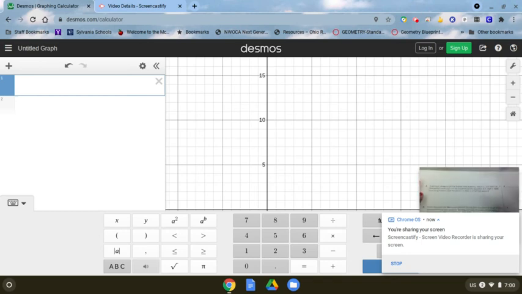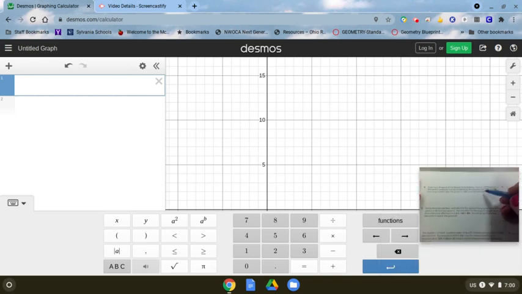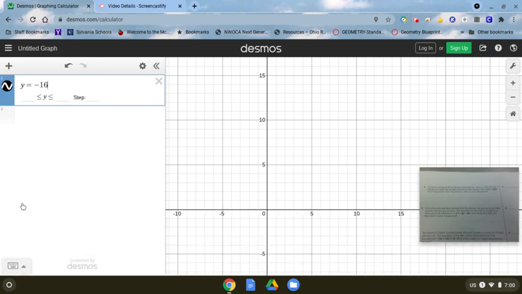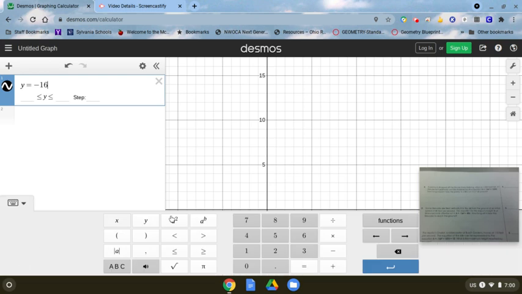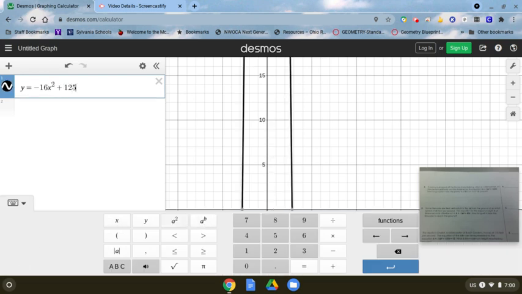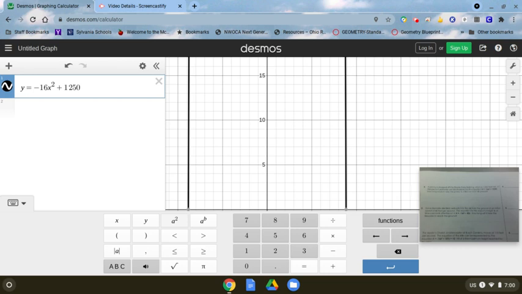Okay, for number 4, instead of h equals negative 16t squared plus 1,250, I'm going to do y. So y equals negative 16x squared plus 1,250, just because it's easier to make a table that way. This one is dropping a penny off the Empire State Building, and it wants to know how long it will take a penny to strike a 6-foot tall person.